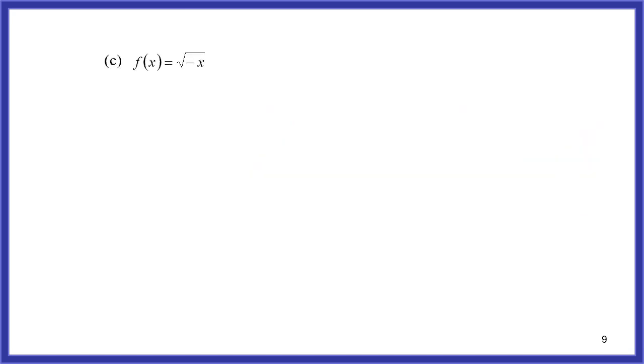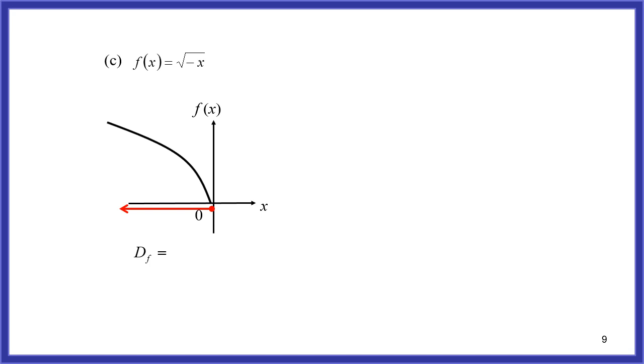For this graph, f(x) equals square root of negative x. Okay, so this is the graph. If we want to sketch the graph and find the domain from the graph, we know that the domain is from negative infinity, and the maximum value here is when x equals 0. That's why the domain is from negative infinity up to 0. And the range is starting from 0 up to infinity.